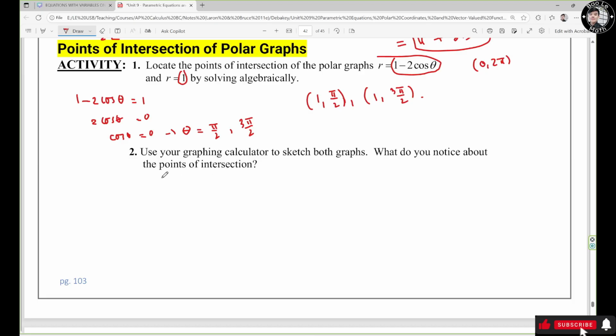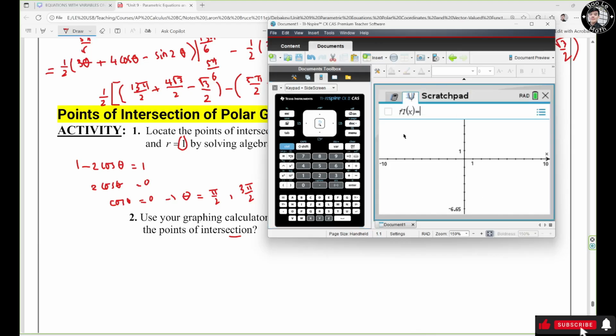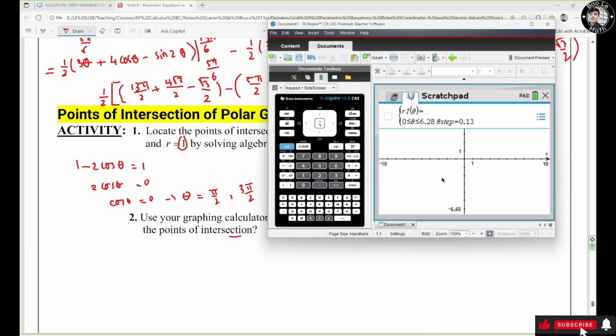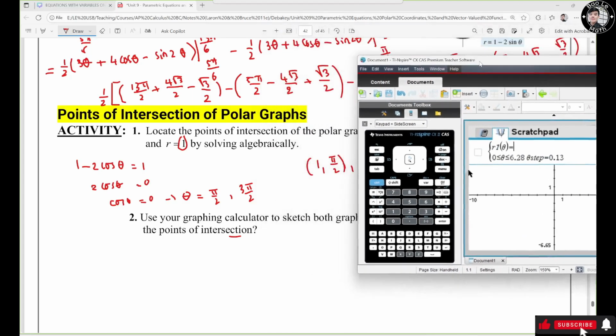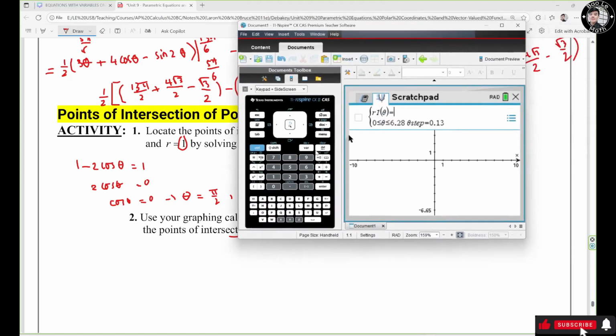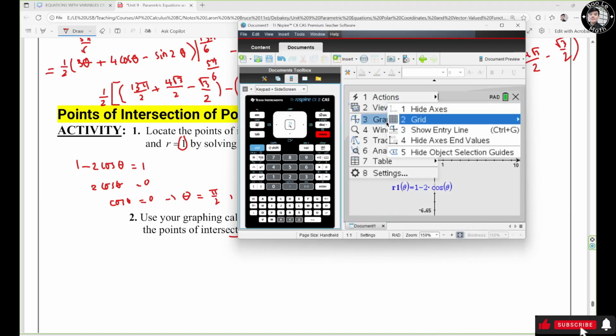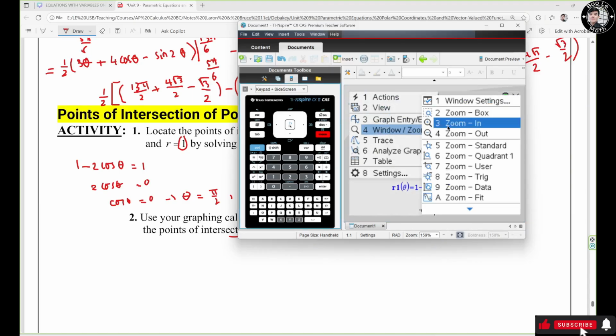Now use your graphing calculator to verify the graphs. What do you notice about the points of intersection? Alright, so I'm going to bring up the calculator. Press graph right here. You need to switch this one into polar coordinates, right? So I'm going to press menu, graph entries, polar right here, right? So the first equation should be 1 minus 2 cosine theta, right? Then you're going to press enter. It's going to be something like this, right? If you want to zoom in, just press menu, number 4 and number 3 right here.